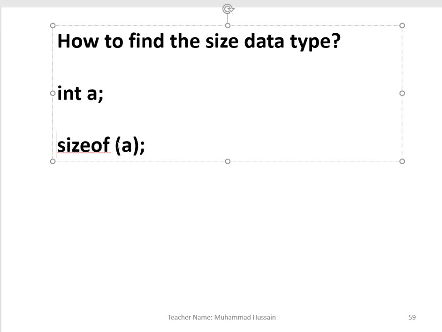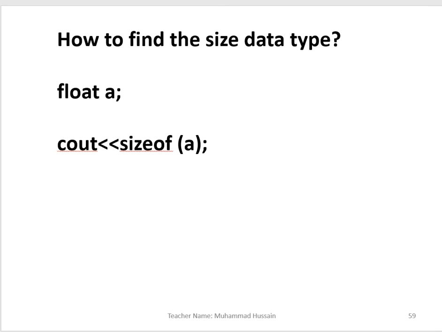By this you can get the size of a variable, and you can just put it here with cout. If you do this, it will give you the size. And if you want to know the size of float, it will give you the size of float actually. So I think now you get it, how you can get the size of a data type. Okay, so simple, I think.